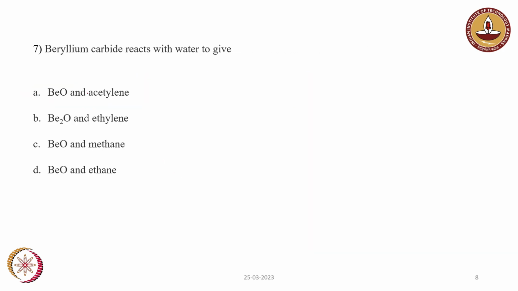The next question is: beryllium carbide reacts with water to give? Option A is BeO and acetylene. Option B is BeO2 and ethylene. Option C is BeO and methane. Option D is BeO and ethane.